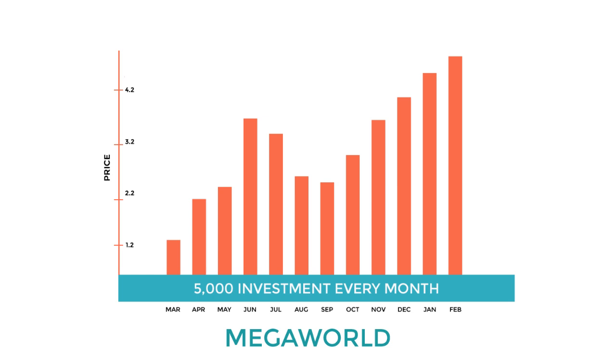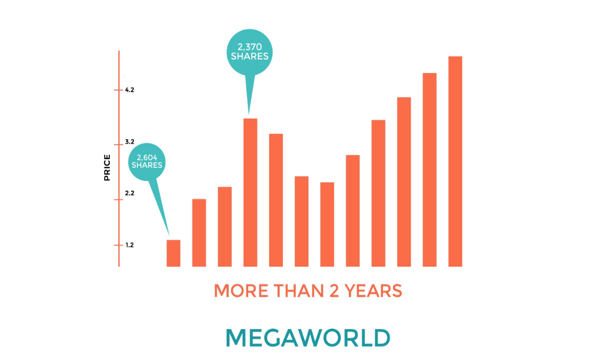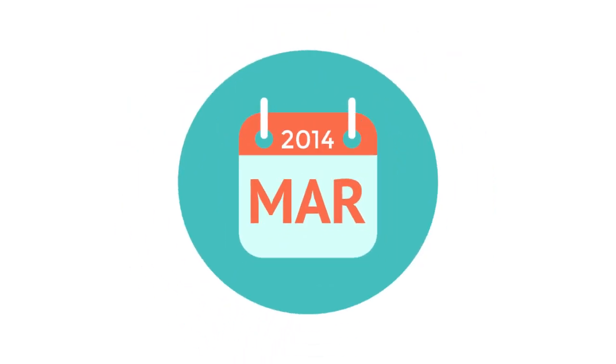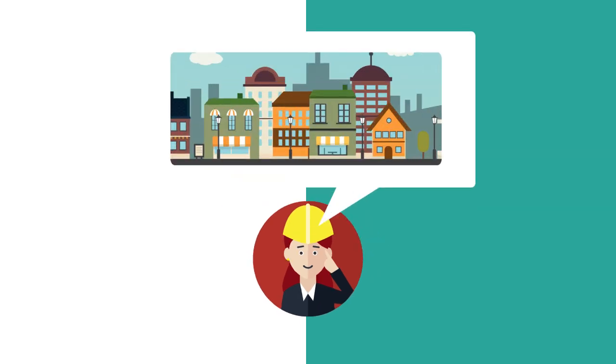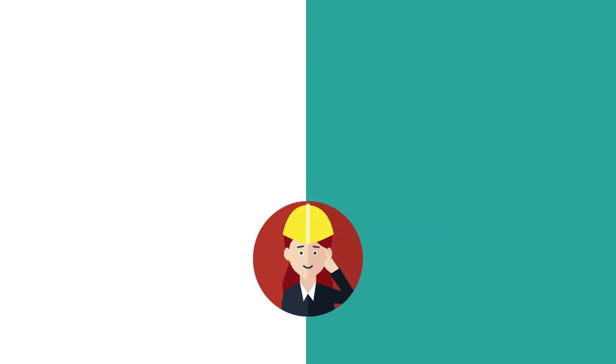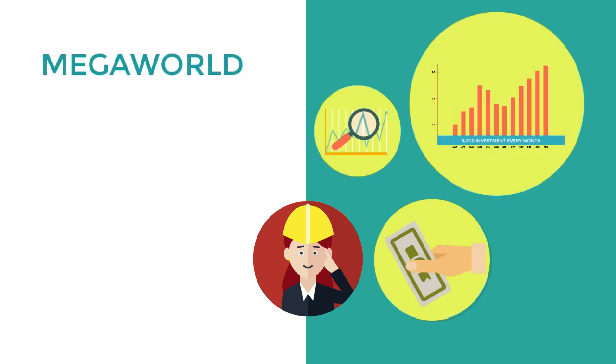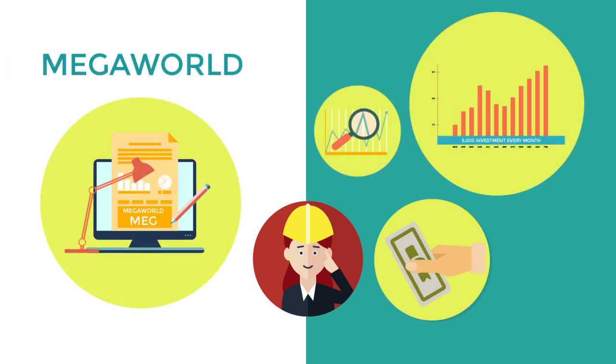On month 1, with her 5,000 pesos investment, she was able to buy 2,604 shares of MegaWorld. When the price increased a couple of months later, the number of shares she purchased decreased. Despite the fluctuations in price, Ella did this regularly every month for more than 2 years. In March of 2014, she decided to put up a small business and realized that she needed capital. She decided to sell all the MegaWorld stocks she had accumulated in the past month.